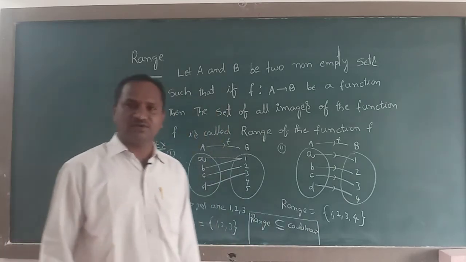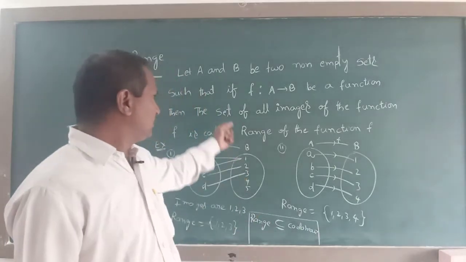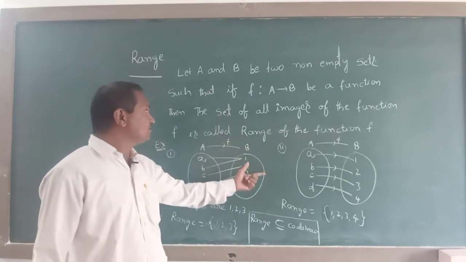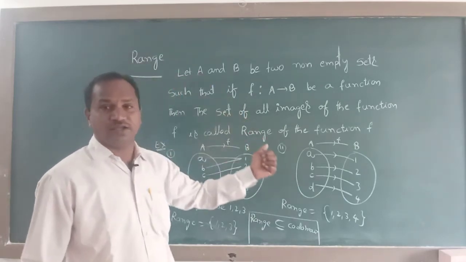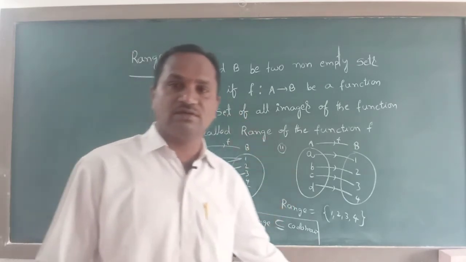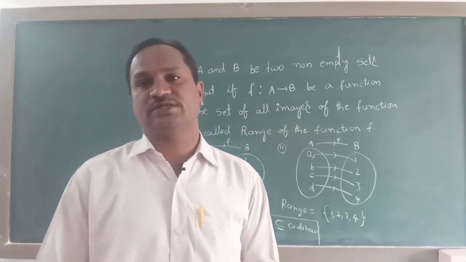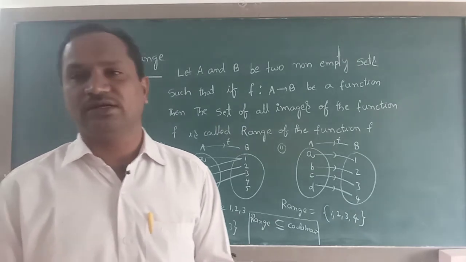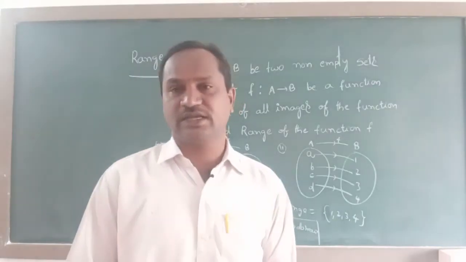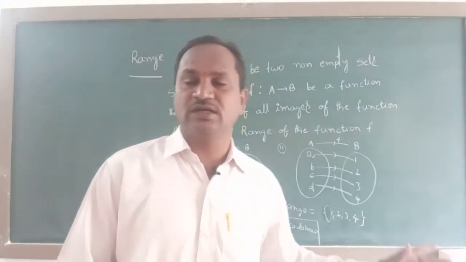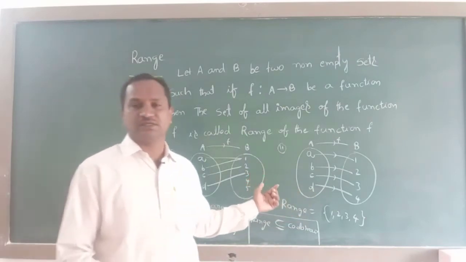Range is a subset of or equal to the codomain. From these two diagrams, from the definition of range, we can tell that the range is always a subset of or equal to the codomain. It is a very important point when solving the different types of problems in second PUC. That's why I have given two examples here.